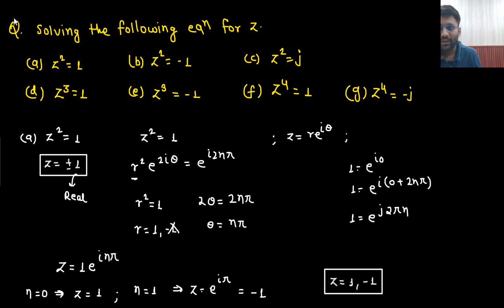Important, I would say. Okay, important. They can ask you to solve these kinds of equations: z square equals minus 1. The next equation you need to solve on your own. Z square equals minus 1. How will you solve it? Z square equals minus 1.